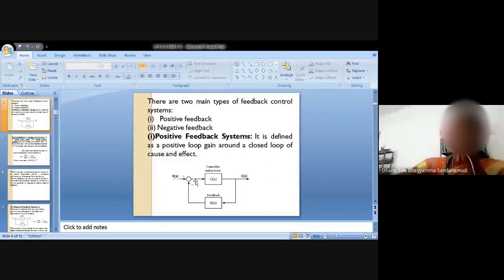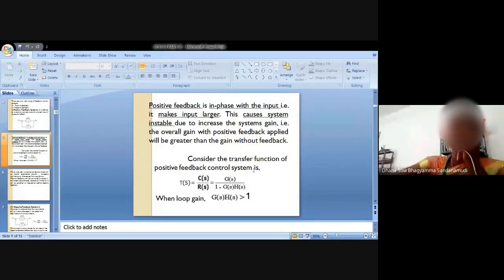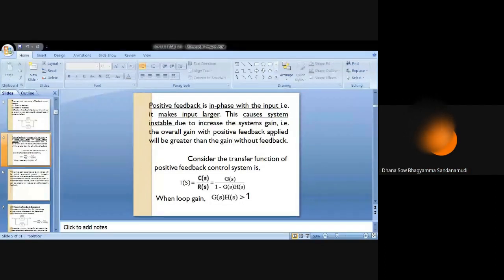But here, because of positive feedback, the additional feedback is taken as an additional input. So the overall response or the output is increasing, which is not expected. So the system becomes unstable, or instable, you can say. The system becomes unstable because of the increase in the gain. If you want, you can go through here. Positive feedback is in phase with the input, that is, it makes the input larger. This causes the system to become unstable due to the increase in gain. That is, the overall gain with feedback applied will be greater than the gain without feedback.